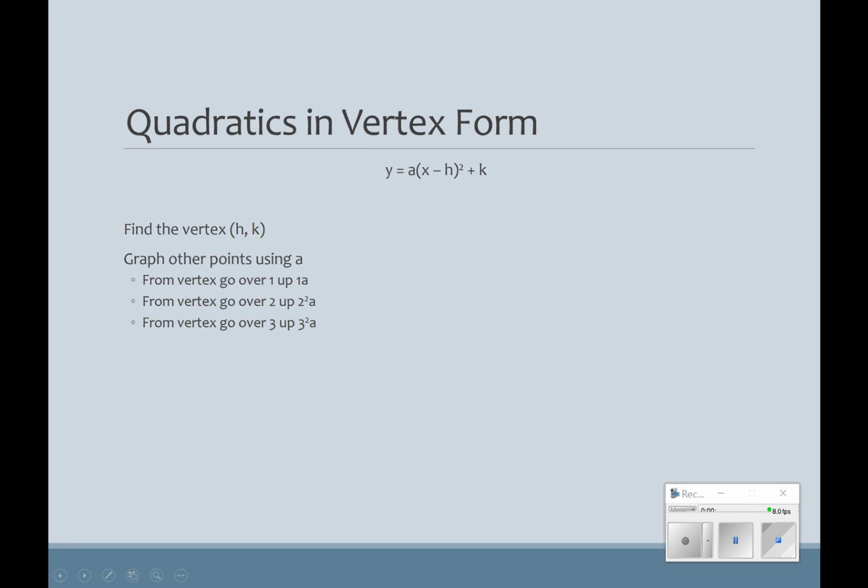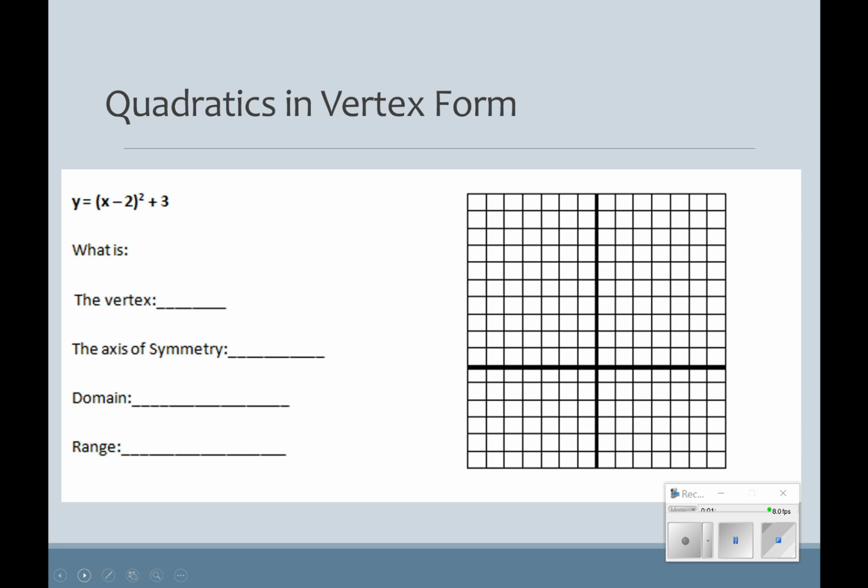Okay, so this is our quadratic. This is the vertex form. It's a lot like point slope form in that we've got that minus in there. So our vertex is (h, k), and we're just going to find that by looking at the equation, and then we're going to graph from the vertex like we did the night before with standard form. So, a quick couple of examples.